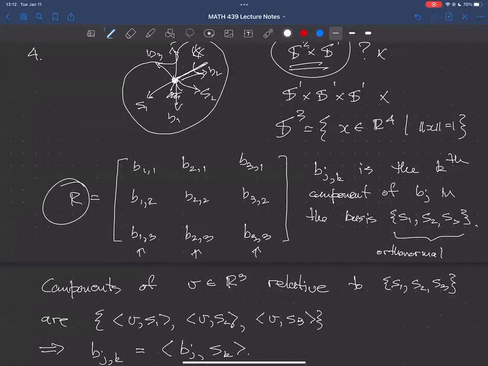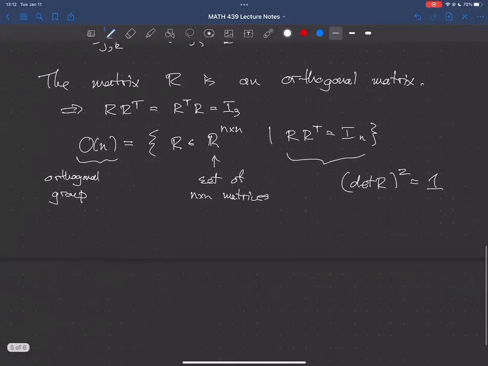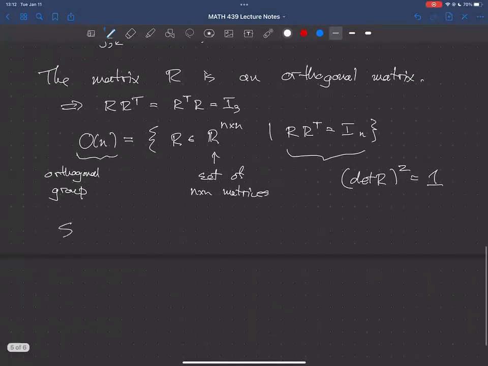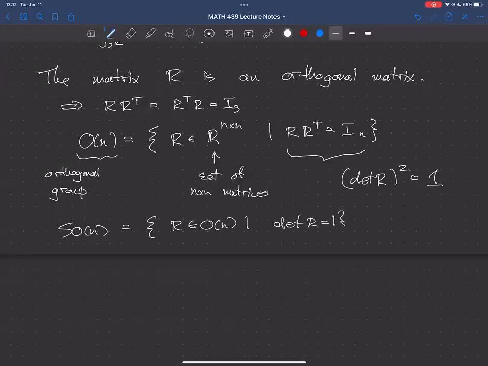Now as I move things around, the determinant can't suddenly change from +1 to -1. There's a continuity of the determinant going on there. And so if the determinant is +1 at some configuration, it's necessarily +1 at every configuration. As a consequence of that, we introduce this thing which we call SON. This is the set of orthogonal matrices with unit determinant, and this is called the special orthogonal group.